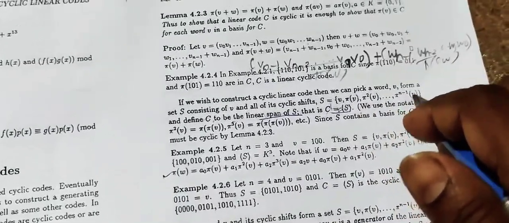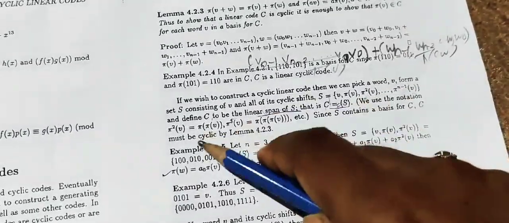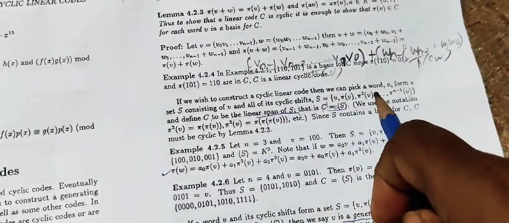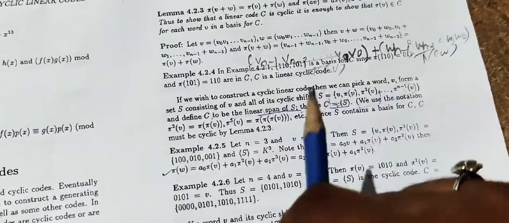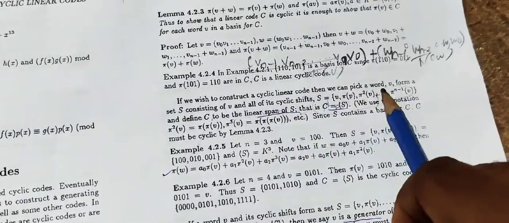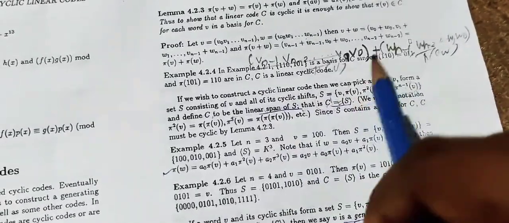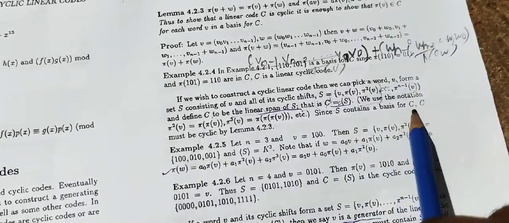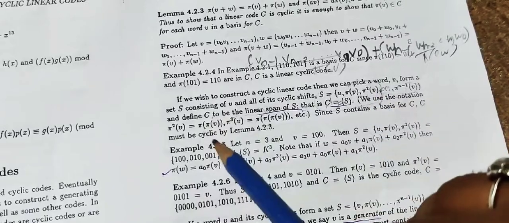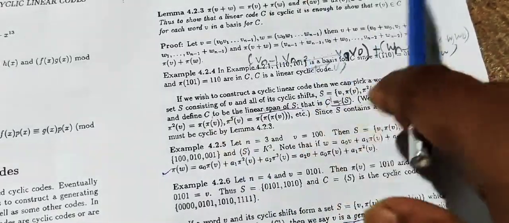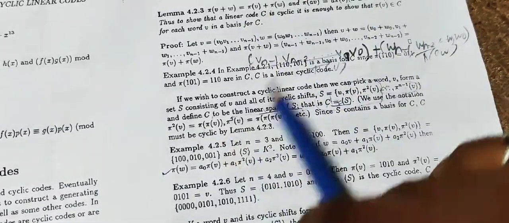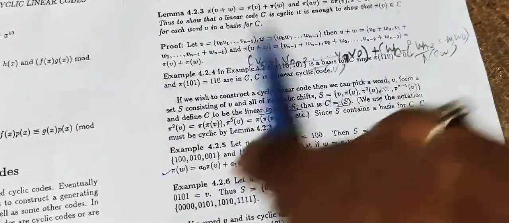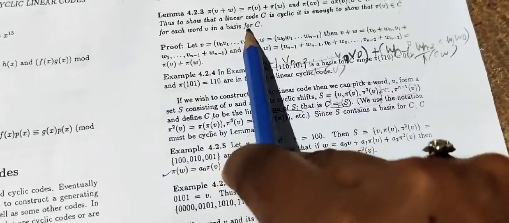pi^(n-1) of V. And define C to be the linear span of S. So this set spans C, and all of its elements are elements in C. Since S contains a basis for C, C must be a cyclic code by Lemma 4.2. So C must be like this. To show that pi of V belongs to C for each word V in a basis for C.